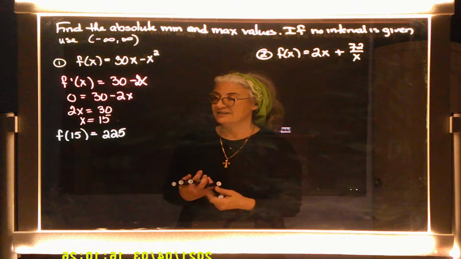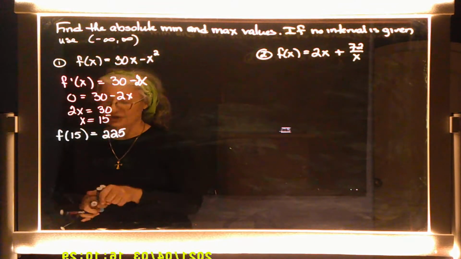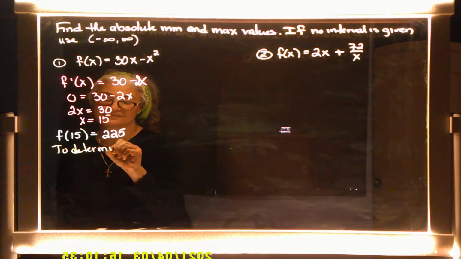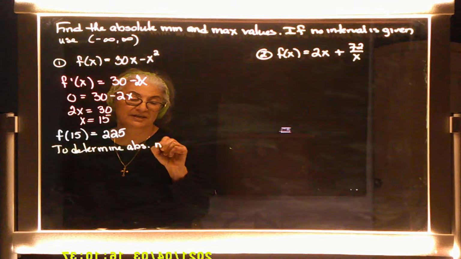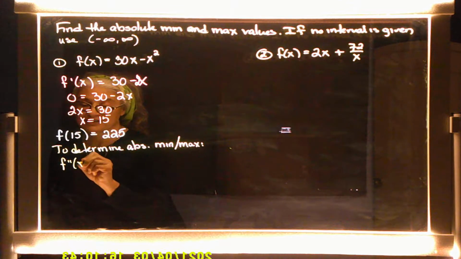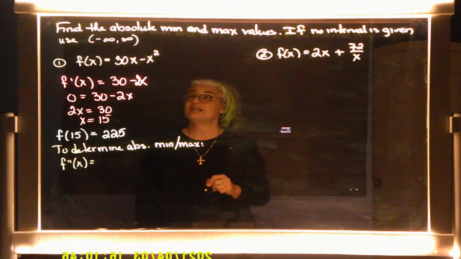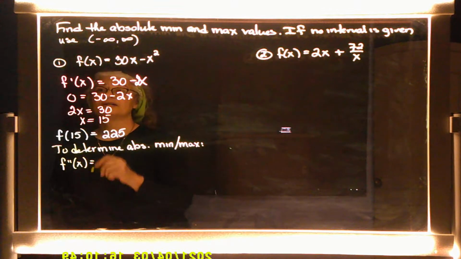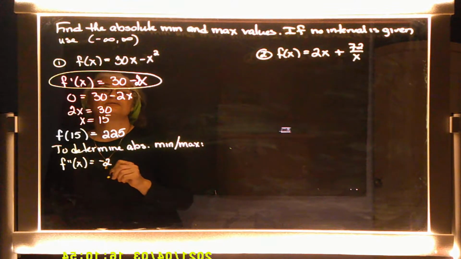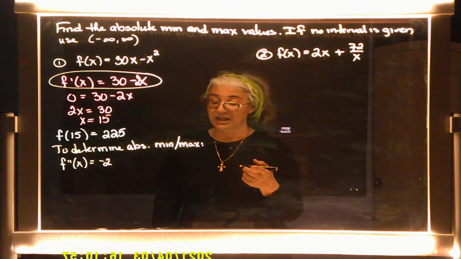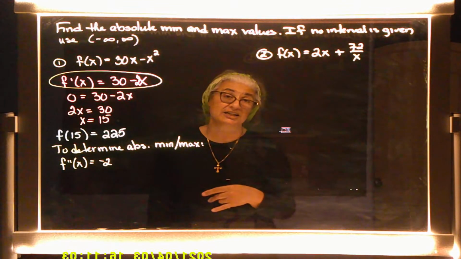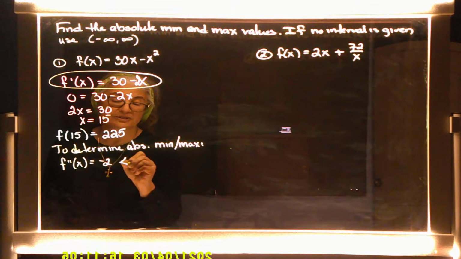Good, I've got to find the second derivative. So, to determine absolute min or max, you've got to find the second derivative. So, second derivative would be, here's my first derivative, right? Second derivative would be -2, wouldn't it? And technically, I'm supposed to be able to plug the x in, but even if I plug the x in, I just get -2, don't I? So -2 is clearly less than 0.